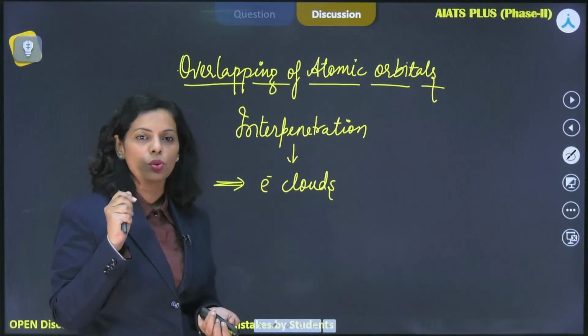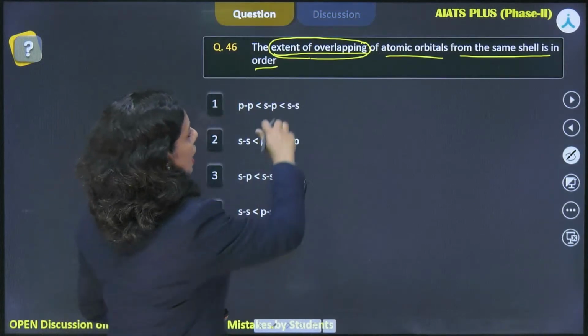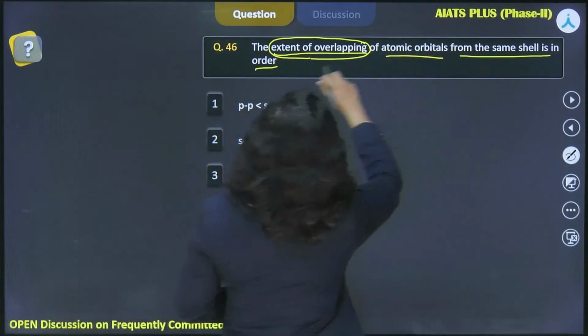So the question was: the extent of overlapping of the atomic orbitals from the same shell is in the order.